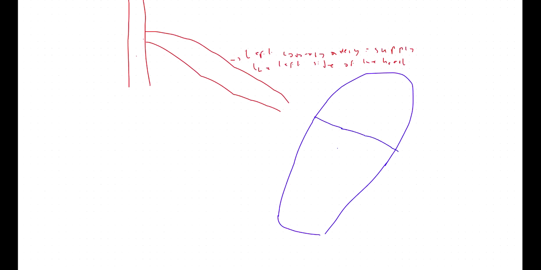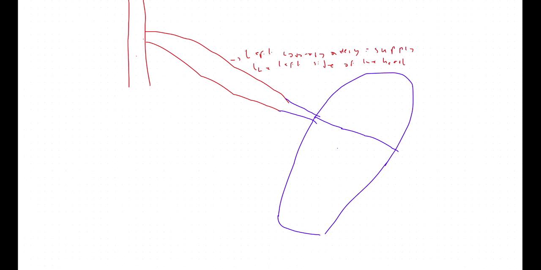So when the left coronary artery comes down and reaches the atrioventricular canal, it gives rise to two branches. And what are these two branches? It is going to give rise to your left anterior descending artery and the left circumflex artery.